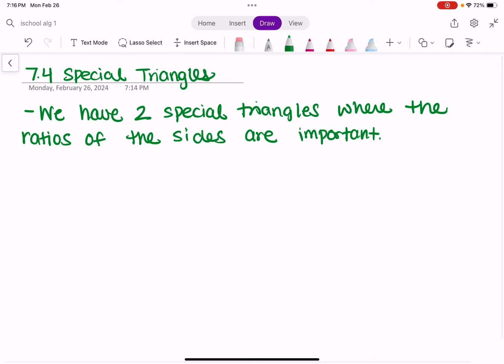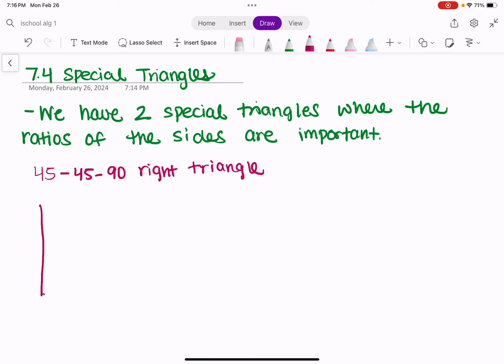So one of the special triangles is what we call a 45, 45, 90 right triangle, okay? So this is a triangle that looks kind of like this. The legs are the same length, and then you have your hypotenuse, okay? So that's the 90 degrees, and then these are 45 degrees. Now, since these two angles are both 45 degrees, we know that the legs are the same length, okay? So if I called this side x, this side would also be called x.